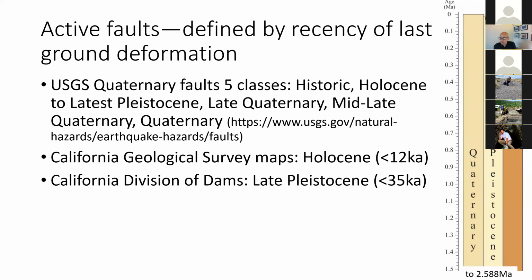USGS quaternary faults have 5 classes: historic, Holocene to latest Pleistocene, late quaternary, mid-late quaternary, and quaternary. And then California Geological Survey, the AP maps go for Holocene if they can, right? We don't always have the dates, but it's something which would be the youngest sort of geomorphology and quaternary units. And then Alex was saying that the California Division of Dams has their criterion for active as the last 35,000.